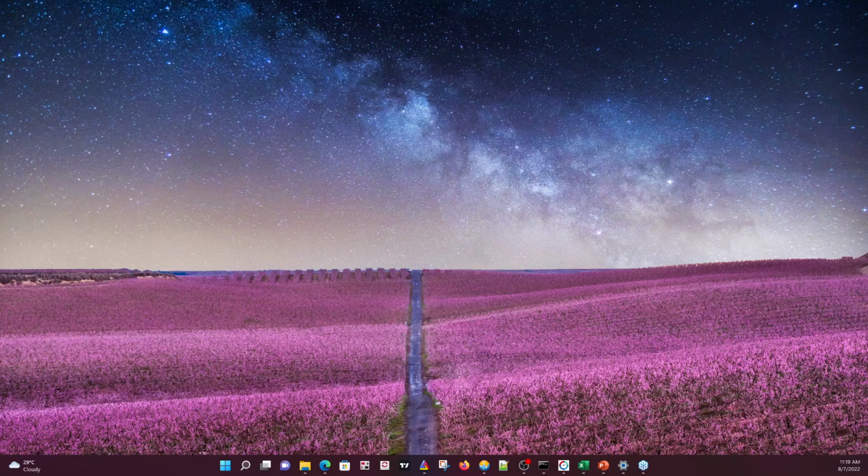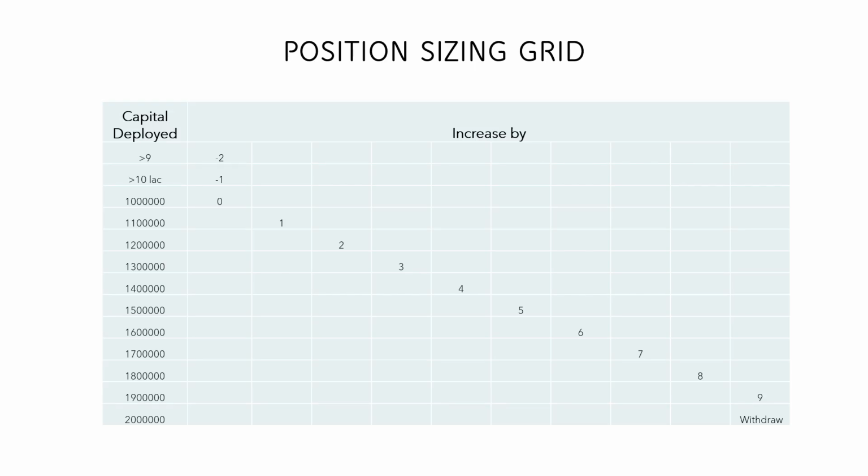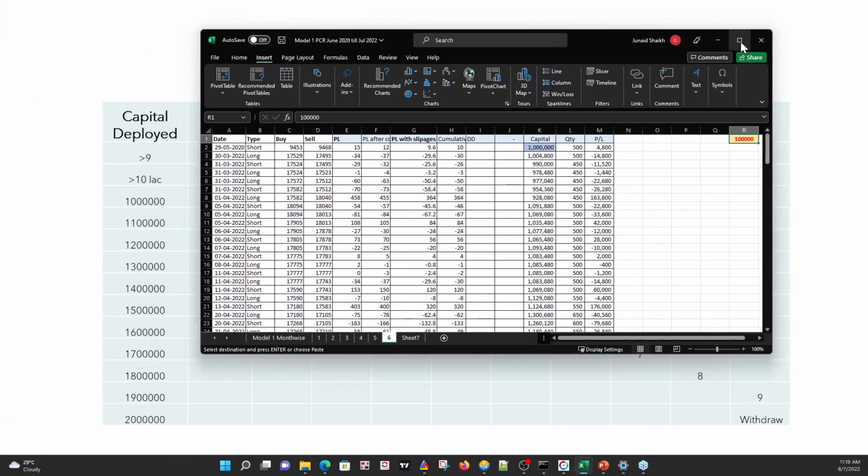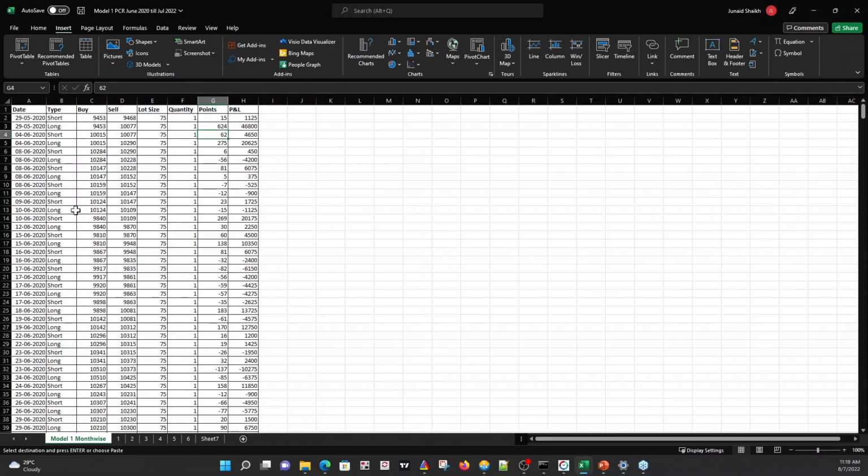Now this Excel sheet is not out of thin air. These are real trades, and these are the performance trades. So I have this sheet, the model one month wise. We've taken it for a little over 2 years.